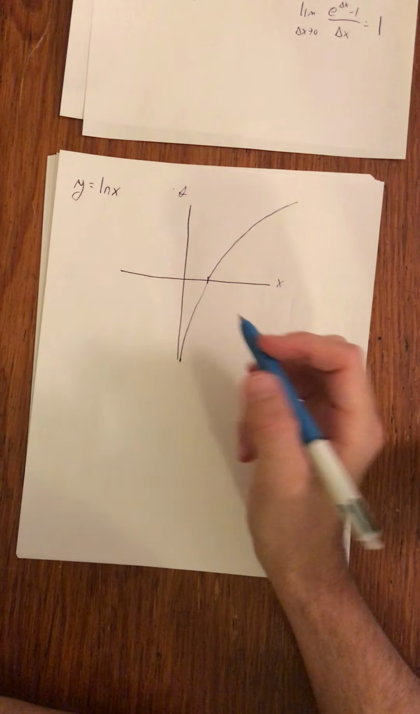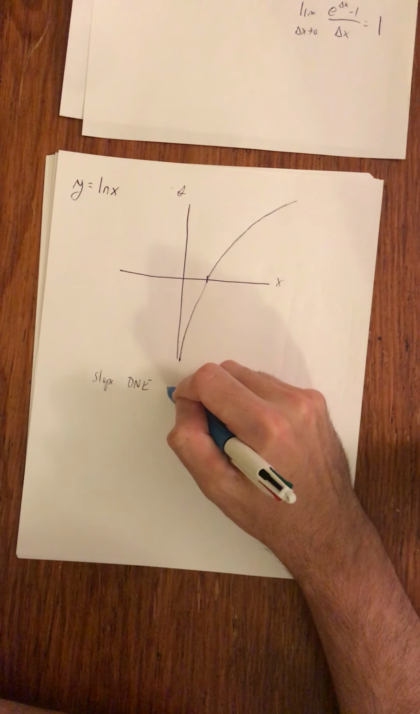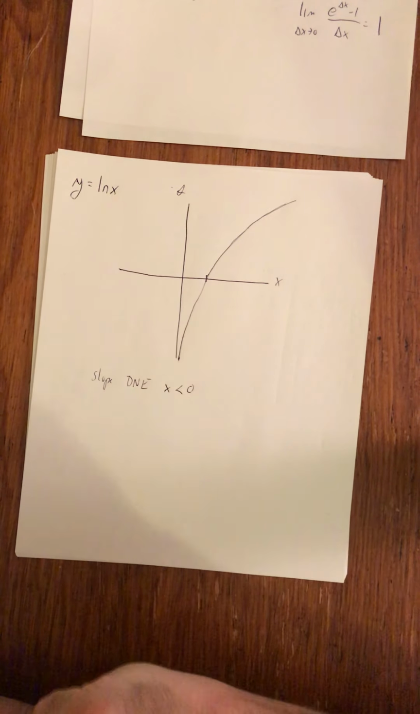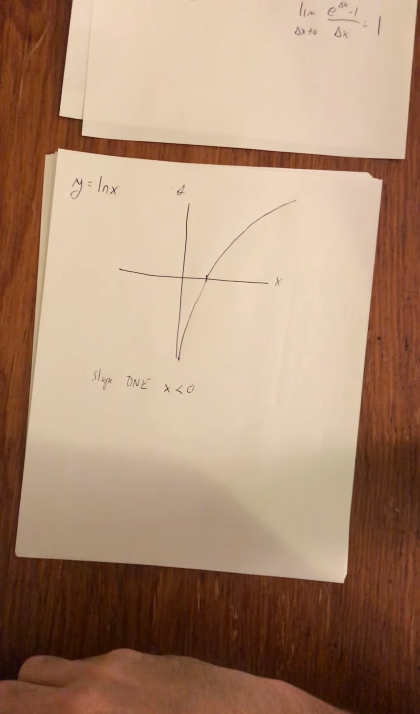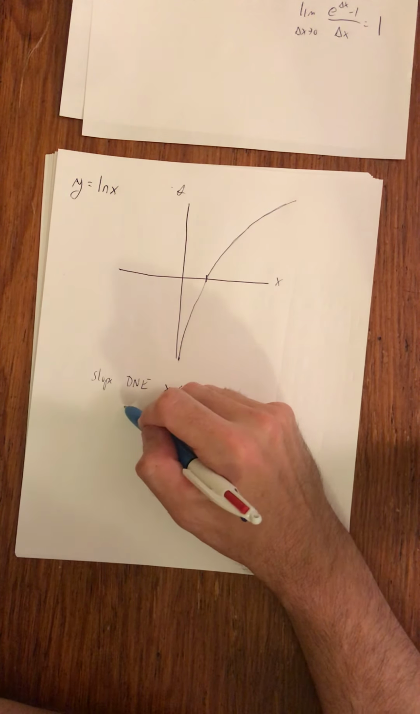Yeah, so let's talk about the slope. The slope does not exist for x less than 0. As x approaches 0, the slope approaches negative infinity. And as x approaches infinity, the value of this slope approaches 0, and the value of this slope approaches infinity. Okay, cool. So those are the aspects of what we're looking for.